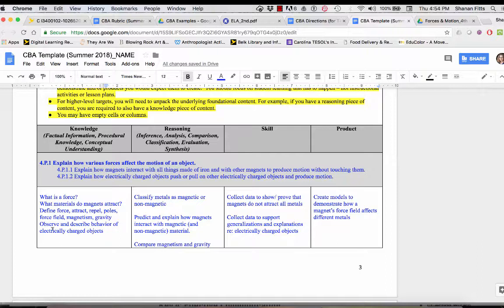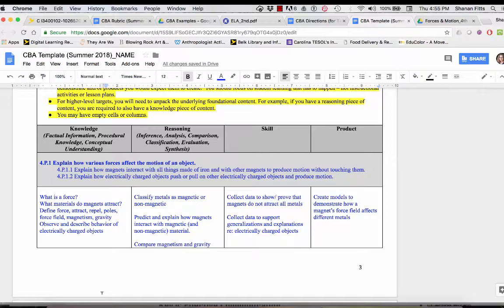The other thing that this is saying is that students are going to have to explain how magnets produce motion with or without touching magnetic things, and same thing for electrically charged objects. In order to explain those things, they're going to have to make some direct observations and be able to describe the behavior of those objects. So I put that on the knowledge side.